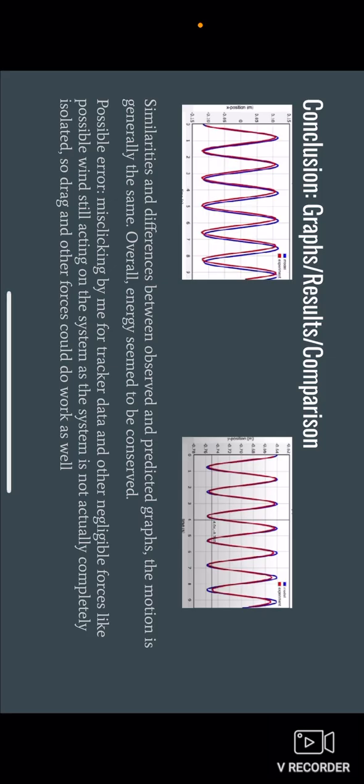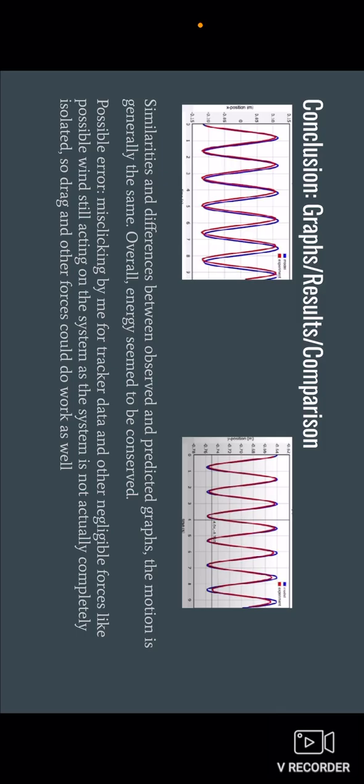So the conclusion, pretty much when we look at it, showed that there were similarities and differences between the observed and predicted graphs, as always. However, the motion was generally the same. The energy did seem to be conserved, which is what we wanted to see, just because we're assuming that there's no outside work being done on the system. So this is consistent with what we were expecting.